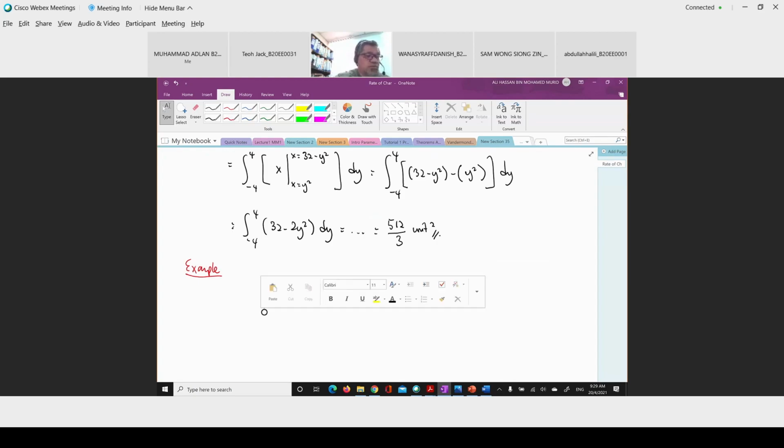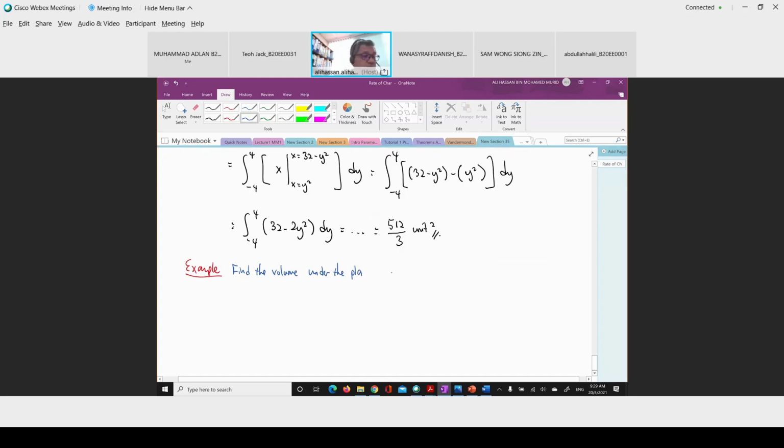Okay, let's consider one question. This is related to finding volume. Find the volume under the plane z equal to 1 plus x plus y over the region bounded by the curves x equal to 1/2, x equal to 1, y equal to x squared, and y equal to 2x squared.